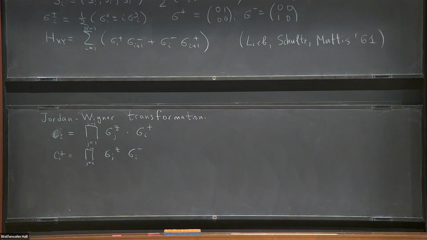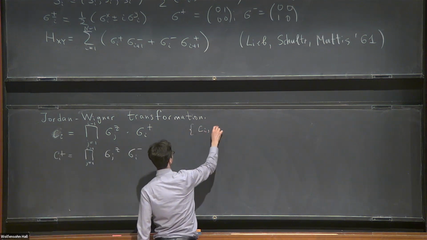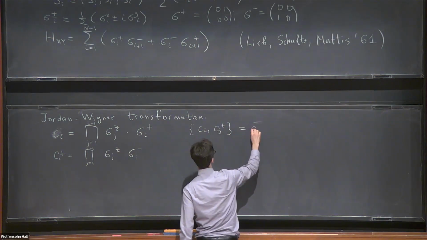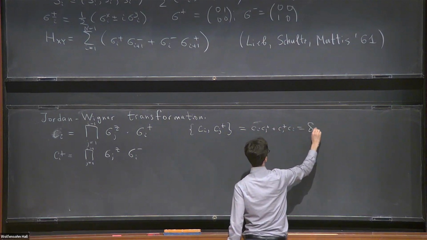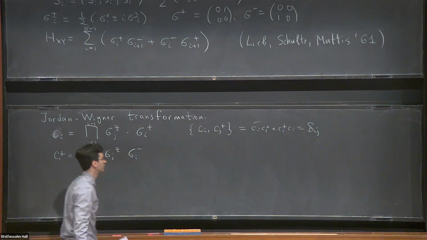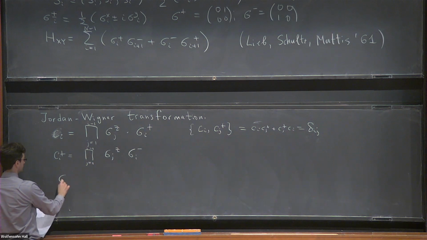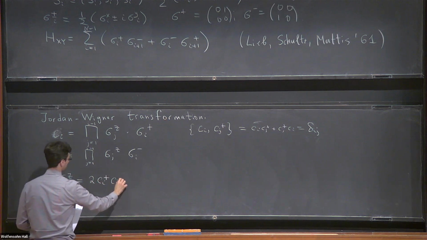One can check that these operators, c_i and c_i dagger, now anti-commute. Their anti-commutator is the Kronecker delta, and also the sigma z operator is 2 c_i dagger c_i minus 1.